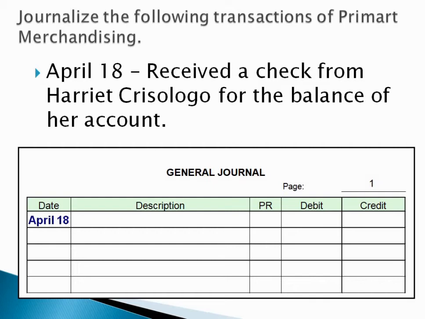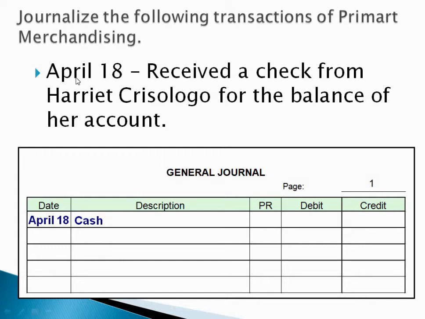April 18. Received a check from Harriet Crisologo for the balance of her account. The receipt of a check is equivalent to receipt of cash. Therefore, we must debit cash. The question is, why did Harriet issue a check to Primark?